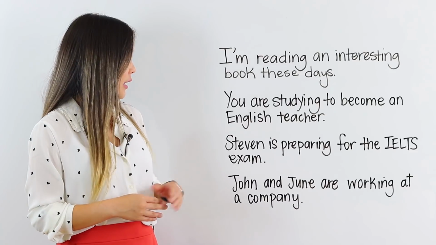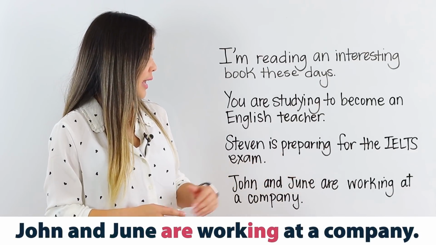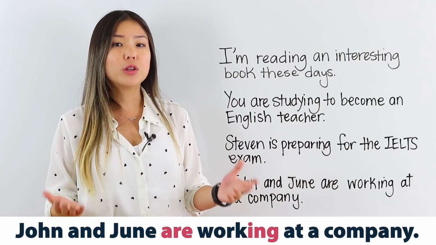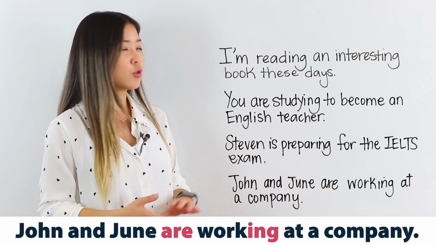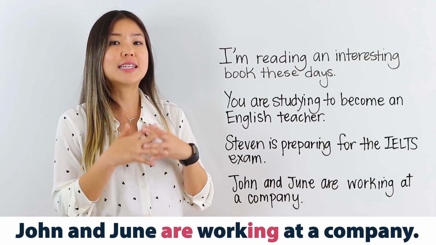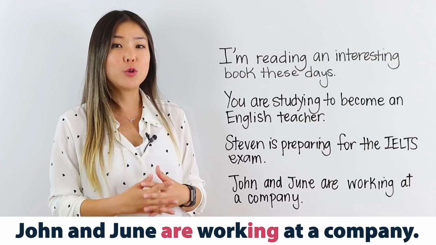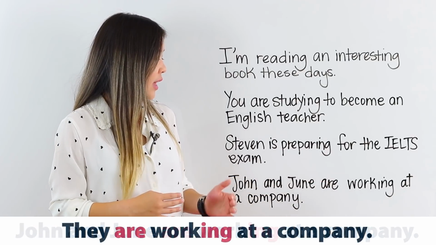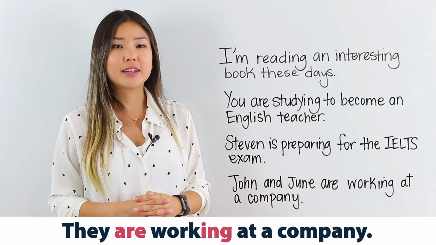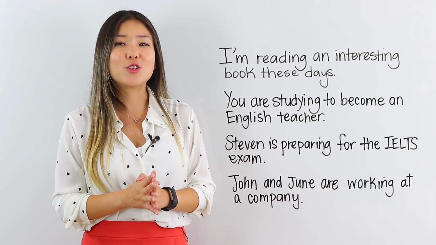And finally, John and June are working at a company. If you look at the subject John and June, the pronoun for that is they. That's why we use the be verb are. They are working at a company. Let's move on to the next usage.